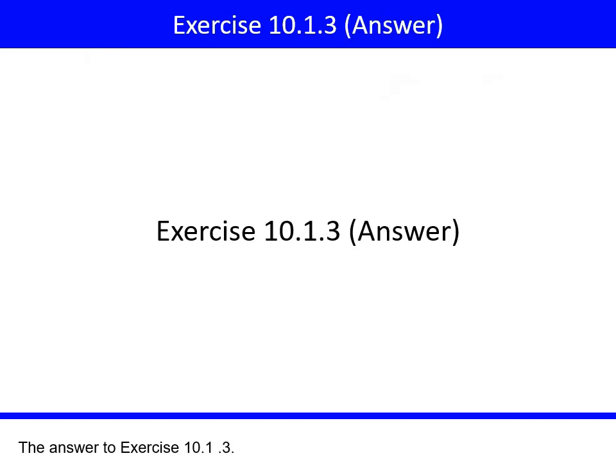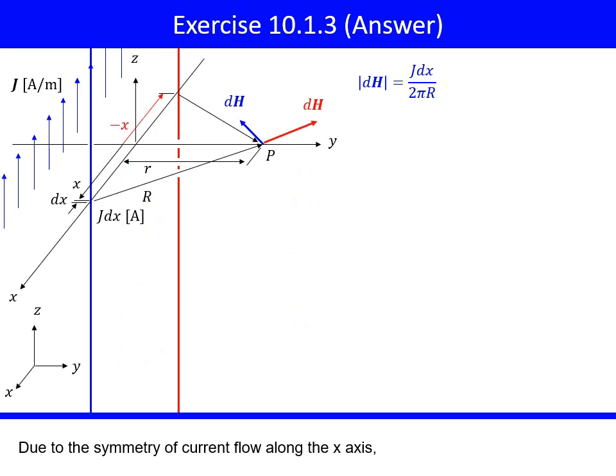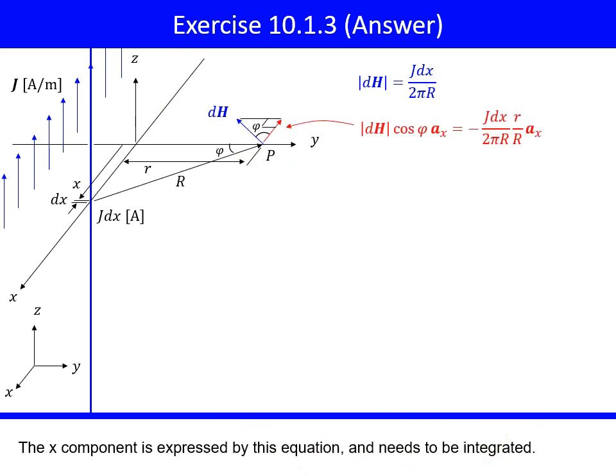The answer to exercise 10.1.3. According to the result of exercise 10.1.2, the magnitude of dH is given by this equation. Due to the symmetry of current flow along the x-axis, the y components of dH are cancelled out. The x component is expressed by this equation, and needs to be integrated.